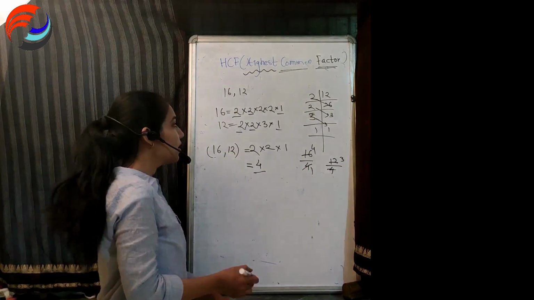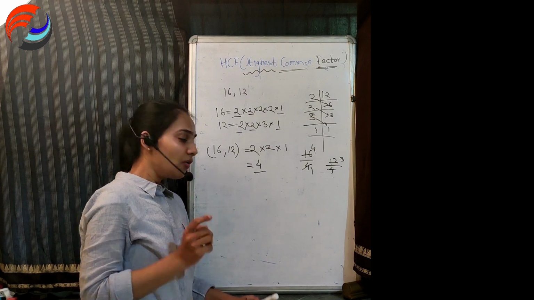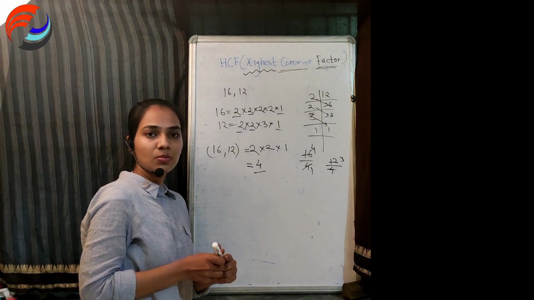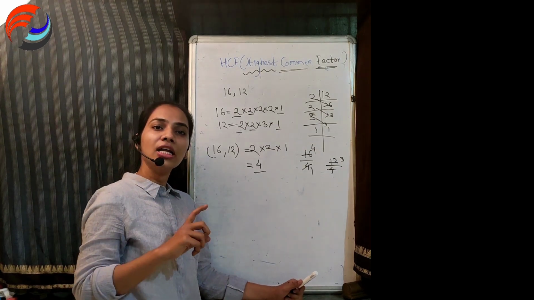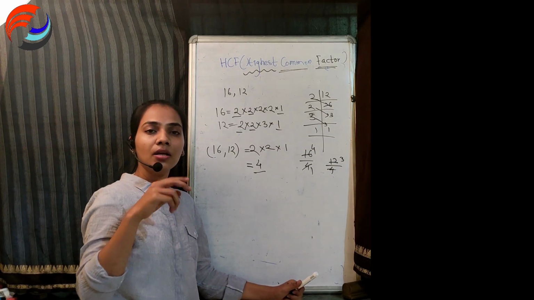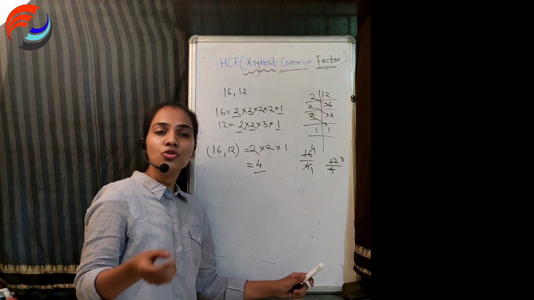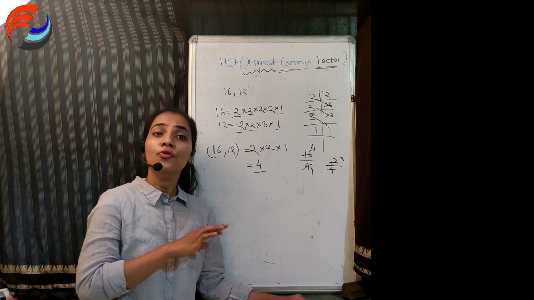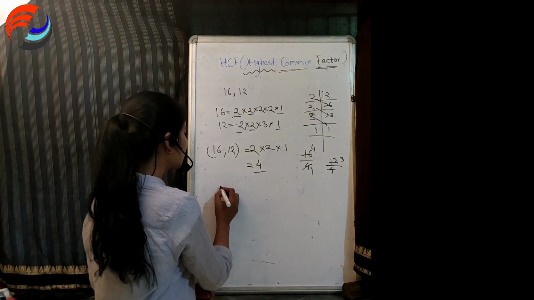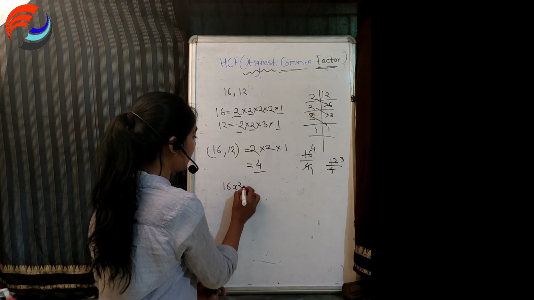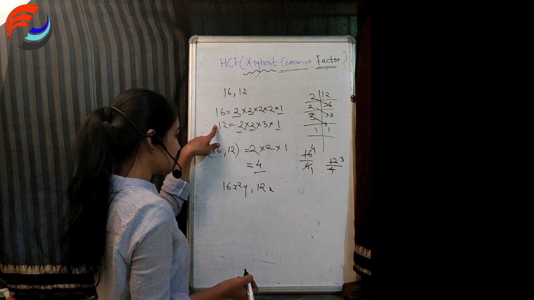So we found this for numbers, but what about algebraic expressions? Algebraic expressions constitute various forms like monomial, binomial, trinomial. We will start with monomial, then go for binomial, and the method of binomial is applicable for all polynomials. जो method हम binomial की पढ़ेंगे वो हर किसी के लिए apply होगी. So let's take the example 16x square y comma 12x.